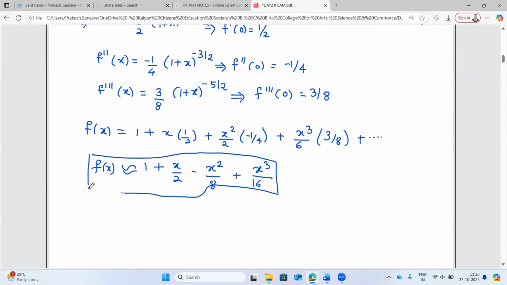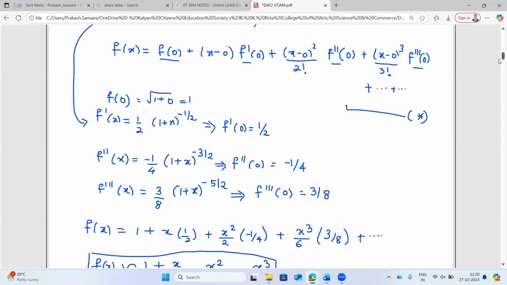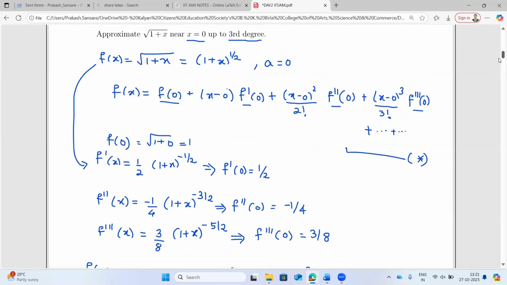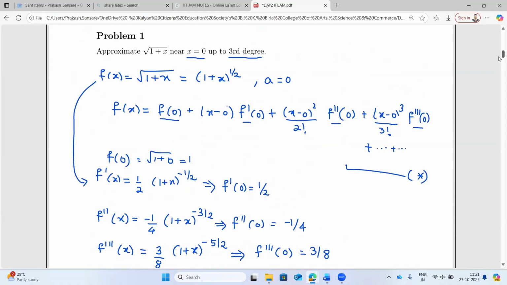Sir, in this question, we can also find it by using binomial expansion. We will get the same result, I think. Using binomial expansion, yes. But then, nCr here, n is a fraction. So 1 plus x to the power n, where n will be half. So how will you find out nCr? nCr is defined when n is a positive integer.